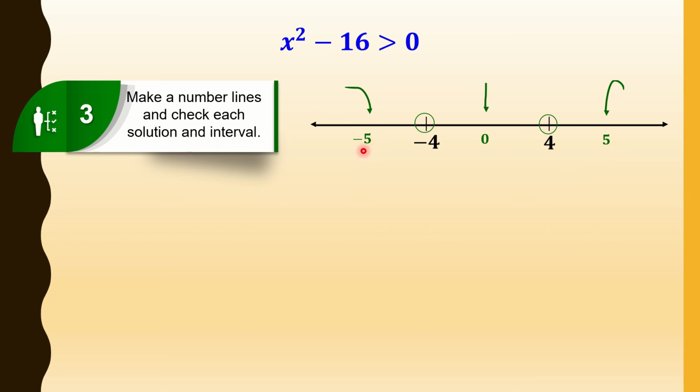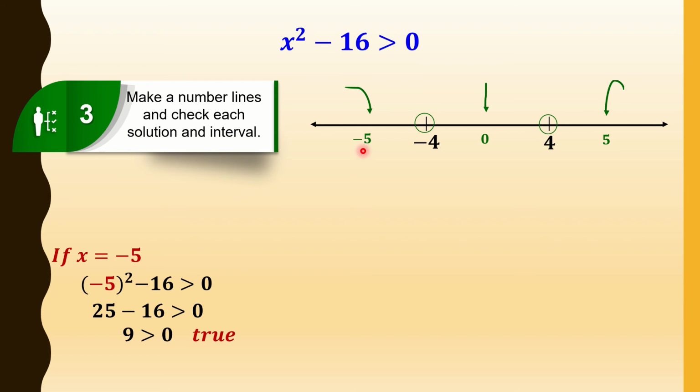So, using negative 5 as my value of x, I have the square of negative 5 minus 16 should be greater than 0. And 25 minus 16 is equal to 9, and 9 is really greater than 0. Therefore, our statement is true. Therefore, the points between negative 4 up to negative infinity are included.